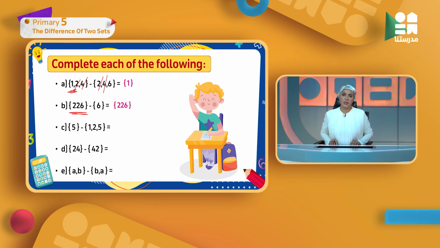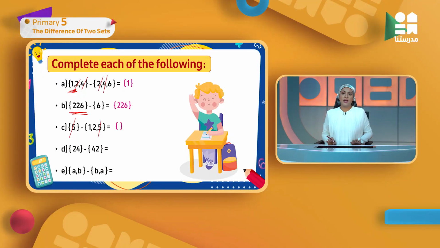I have here the set of element 5, difference the set of elements 1, 2, and 5. I start to cross the set of element 5 is here inside the other set. So, as you see, I have this set is totally contained or totally found inside the other set. So, it is equals to 5 because it is totally contained inside the other set. So, the answer will be empty braces or 5. Any of them. Both of them are correct. Now, let's move to letter D.